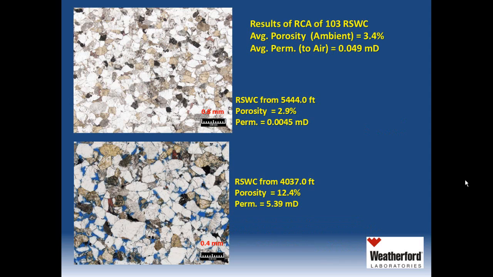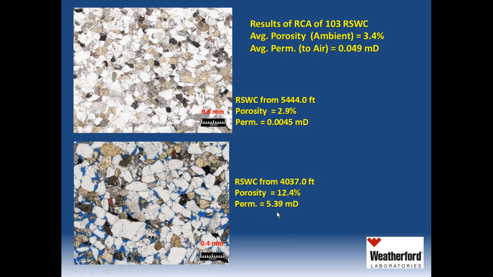Okay, so now let's go into reservoir properties. This was one of our better ones, these are from rotary sidewall cores. This is from about 4,000 feet. Here the blue is porosity, and you can see there are some pores. In this particular rotary core, it was about 12% porosity. The perm, 5 millidarcies. That's not bad.